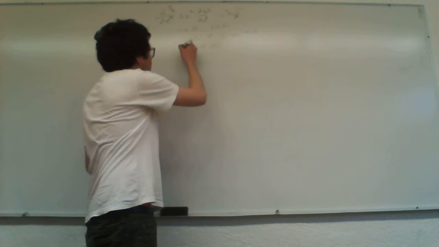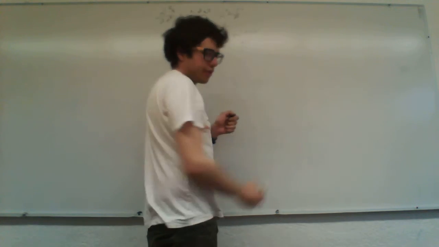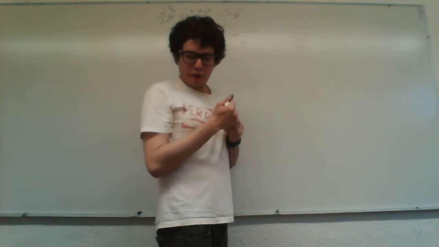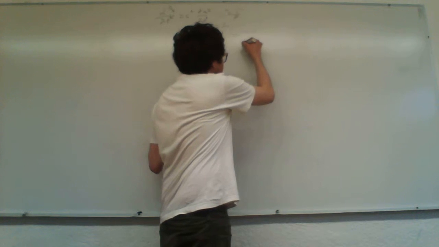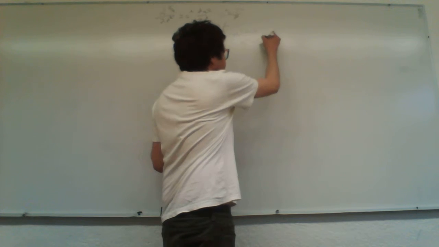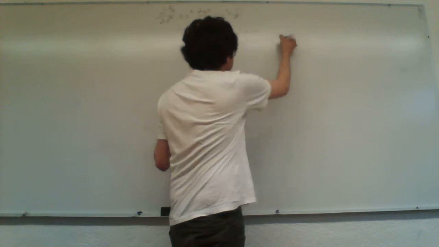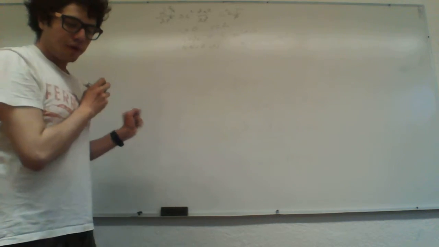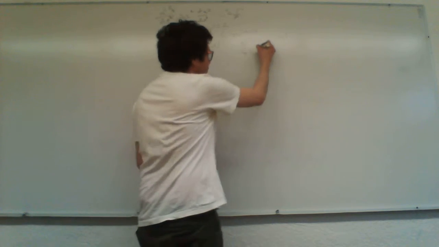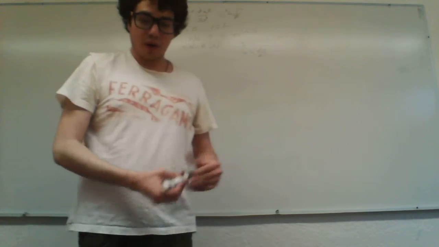u of x, 0, and u sub t of x, 0 is equal to g of x. So we have that u sub t is equal to the first partial derivative of u with respect to t. Okay?